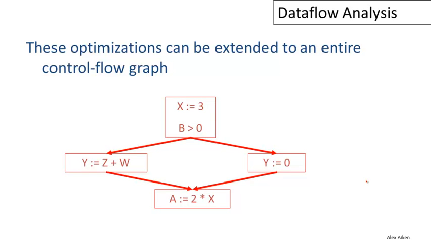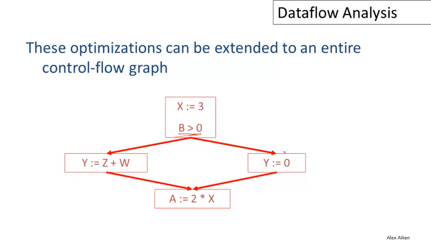Now these optimizations can be extended to an entire control flow graph. So here now we have a non-trivial control flow graph. Remember, a control flow graph is a graph of basic blocks where the nodes are the basic blocks and the edges show the transfers of control between basic blocks. And so this first basic block here has a test in it, an if statement, and it'll go to one basic block if the test is true, and to a different basic block if the test is false.